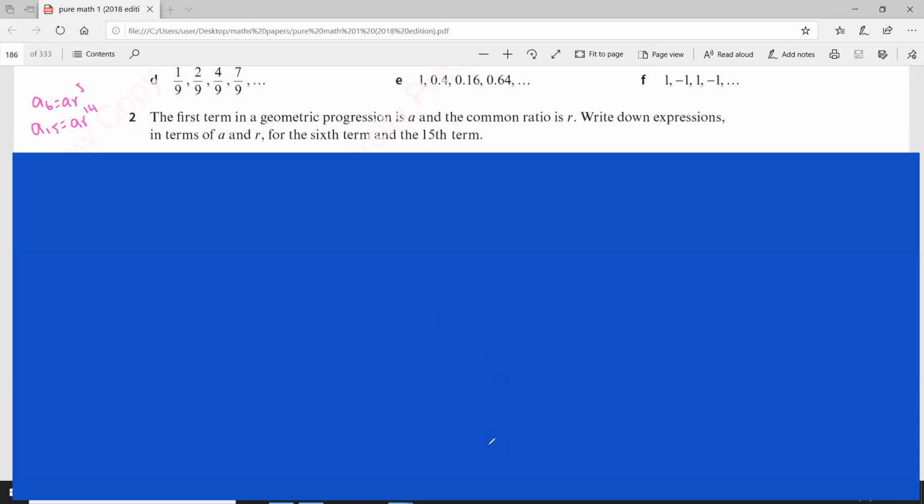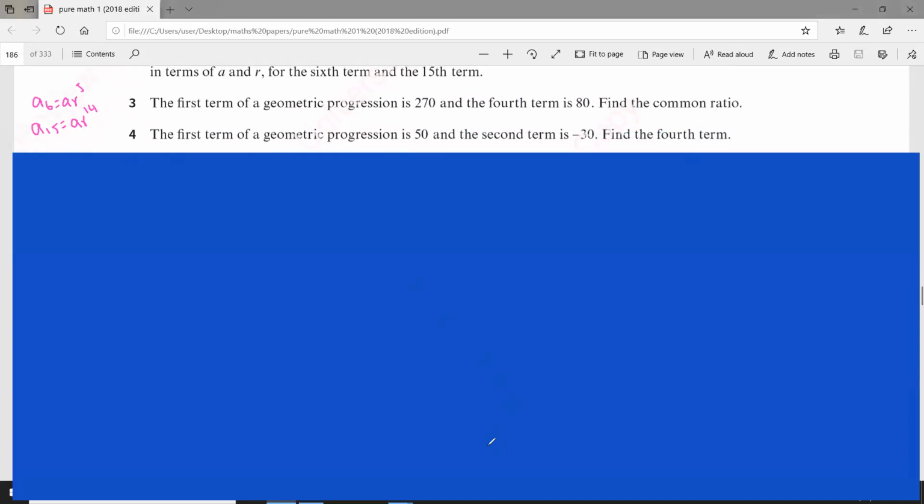So let's see what we have in the third question. The first term of a GP is 270, so that means your A is 270. And the fourth term is 80. So the fourth term I would write as A R cube, that is equal to 80. He says find the common ratio, so you can simply divide both the sides.